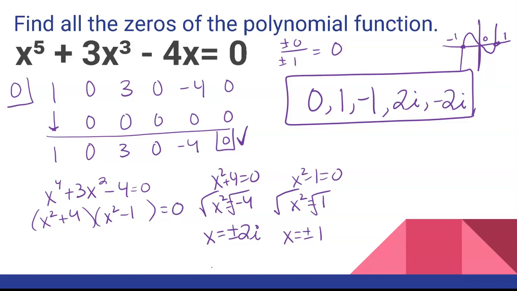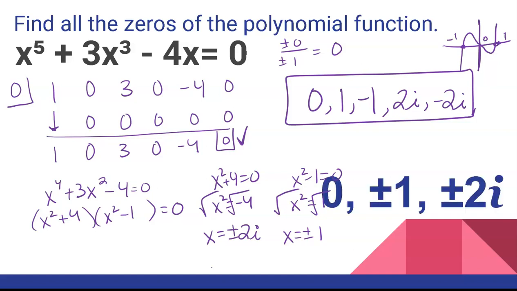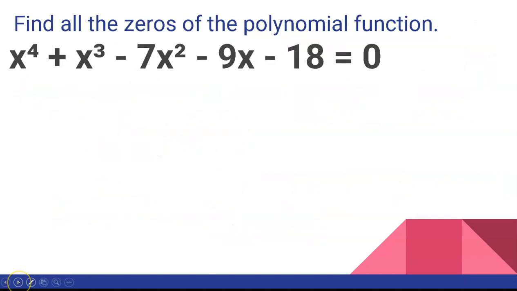If you have a remainder, then what you tested is not a solution, and you've got to go back and find one that is. If you end up with a remainder, that means you messed up. There should not be a remainder.